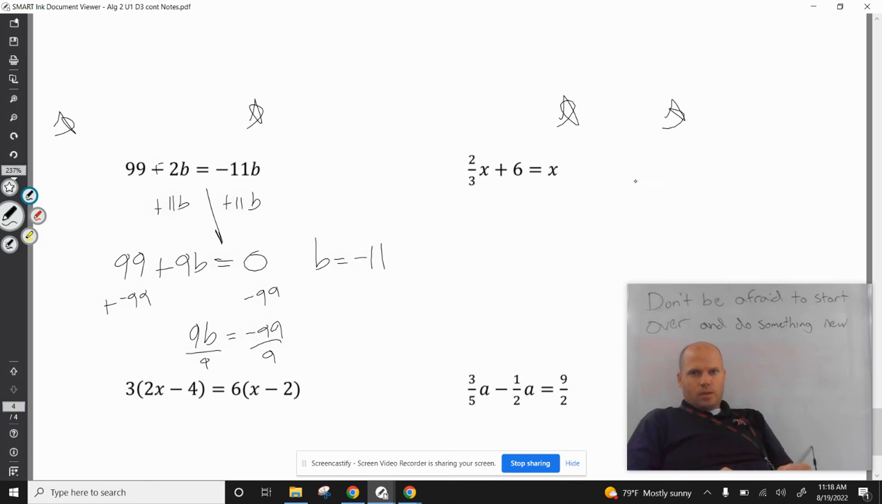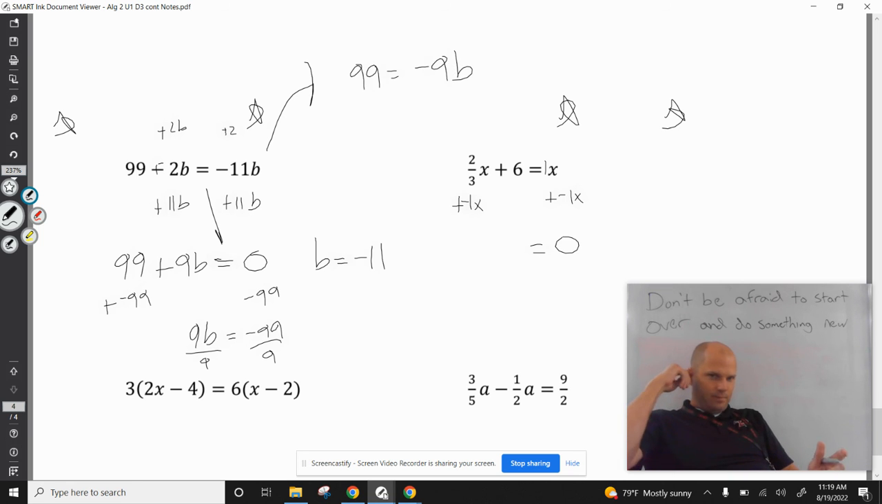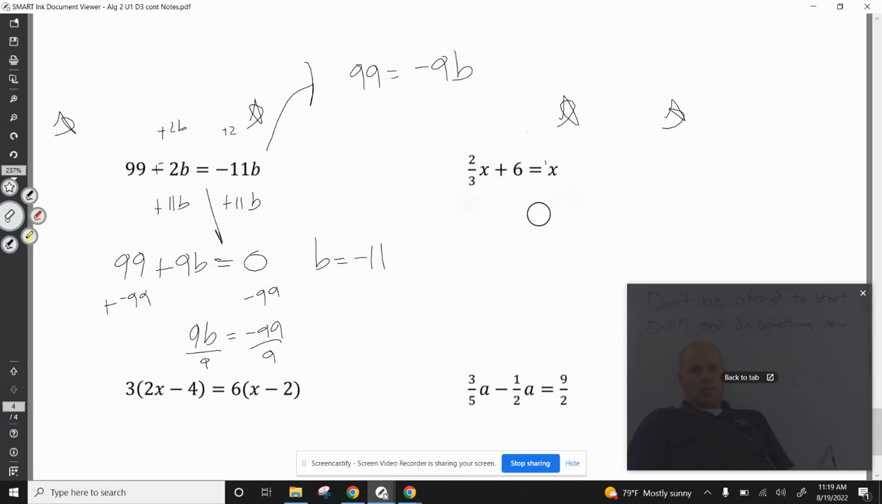Same for this one. If you like to put your variables on one side always, guess what? You might forget to put a 0 there. Don't. For both examples, even though there'd be negatives over here, I'd probably move the variables onto the side where it's just variables. For both examples, I probably would go 99 equals negative 9b in the first step rather than having to do multiple steps. In this example, I'd probably subtract the 2/3 of an x so that it's on the right side. So I'm going to show you that.